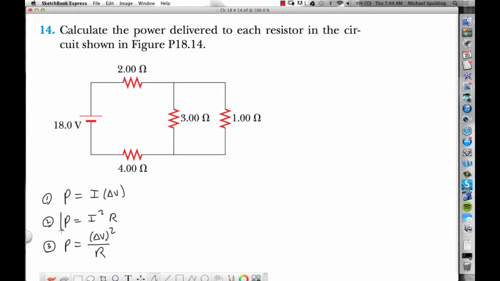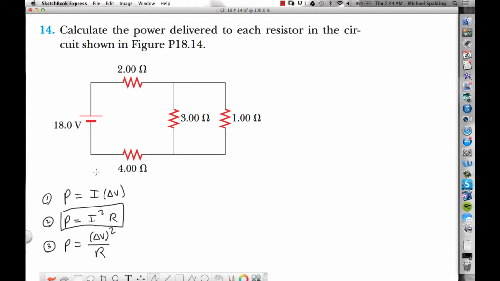My favorite one is this second one because we already have the resistances of each resistor. So if you can find the current going through each one, then all you've got to do is take current squared multiplied by the resistance.